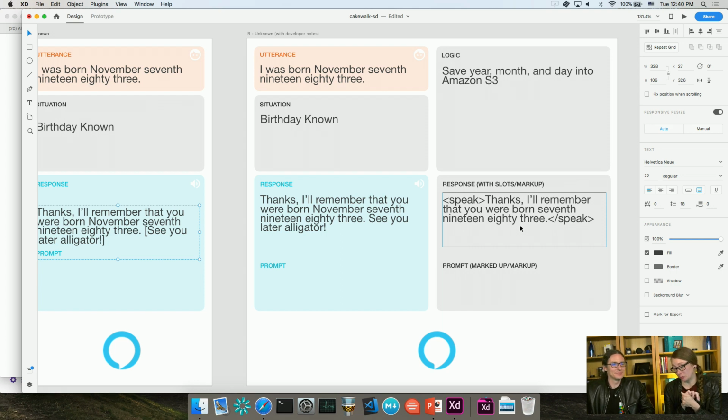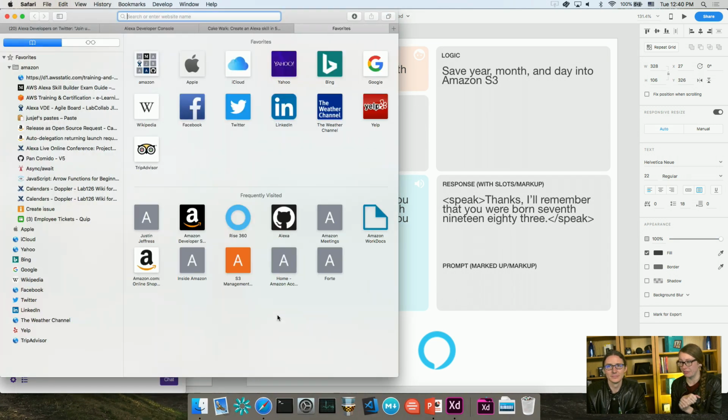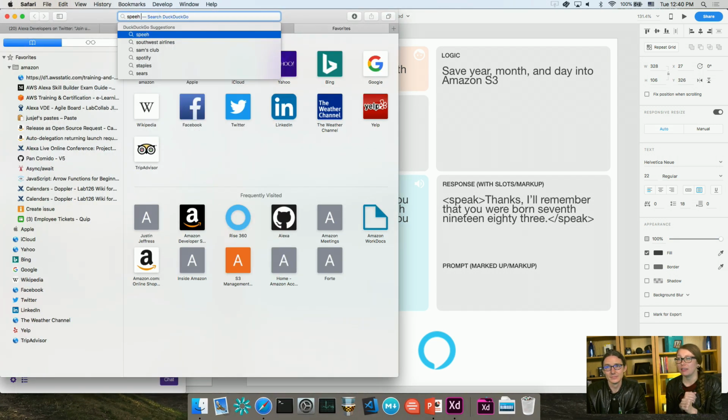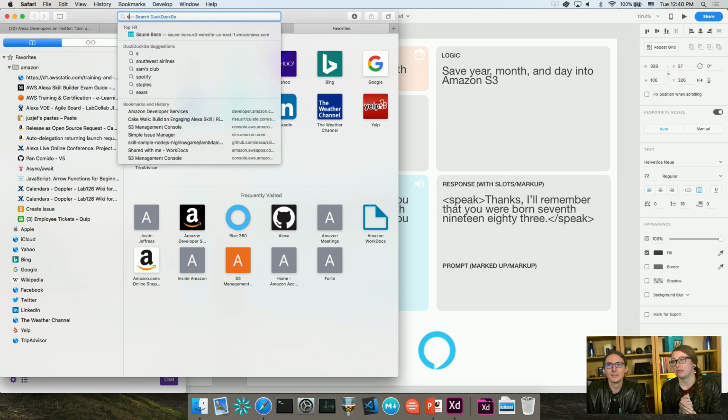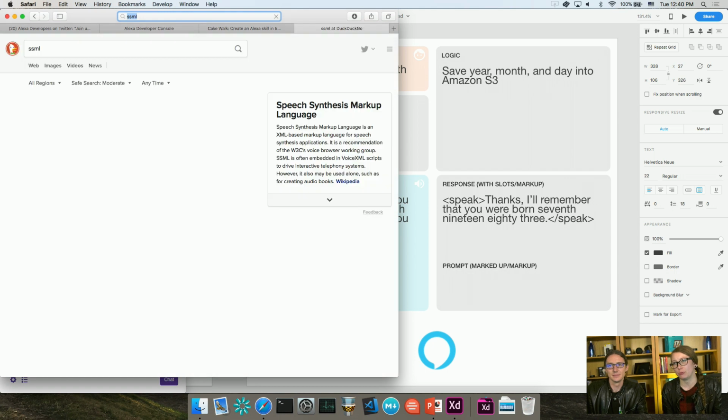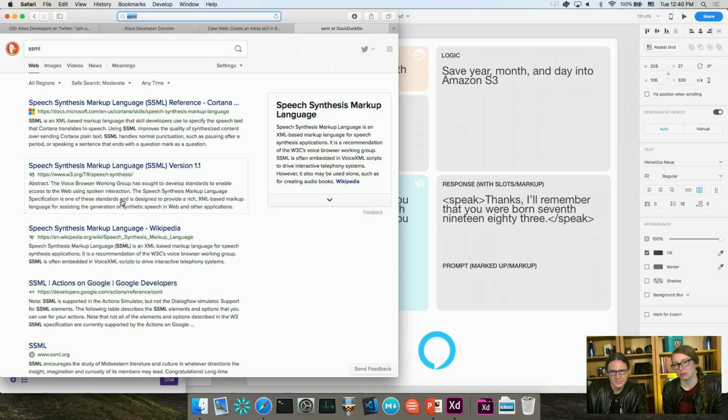On the developer portal, we can share that link. It has a list of supported speech tags. There are a lot of them. SSML is used in other voice services as well, and this is just a standard language for marking up how Alexa is supposed to speak different things.